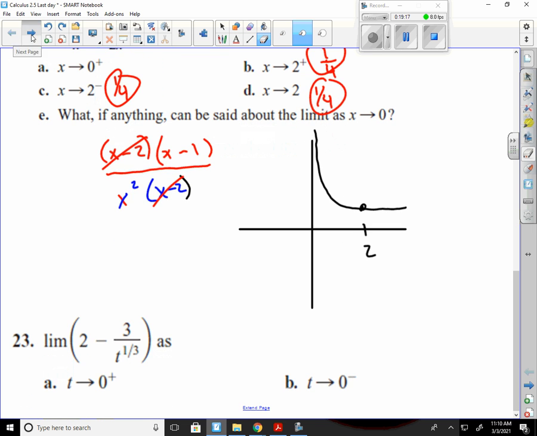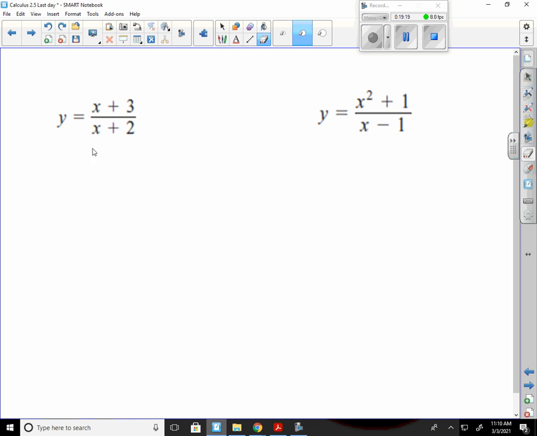All right, I want to skip to one of the other ones, like this, where I have x plus 3 over 2x plus 2.